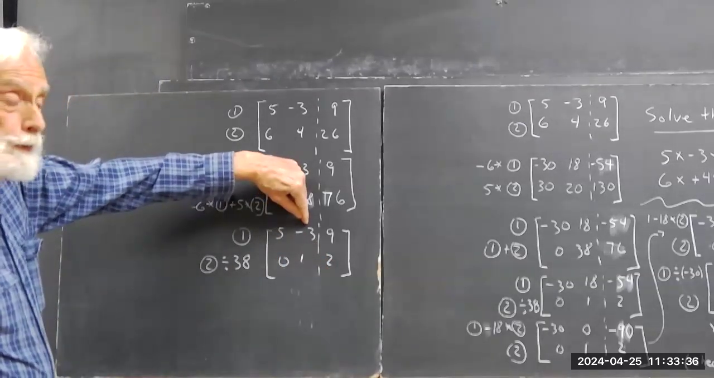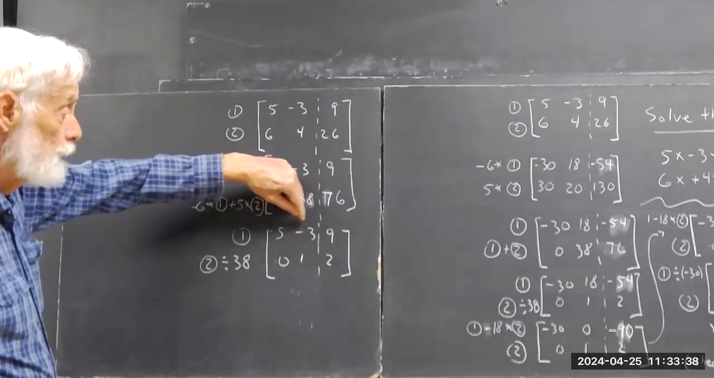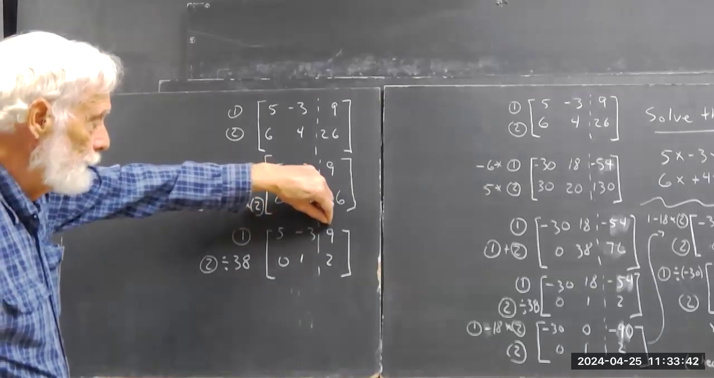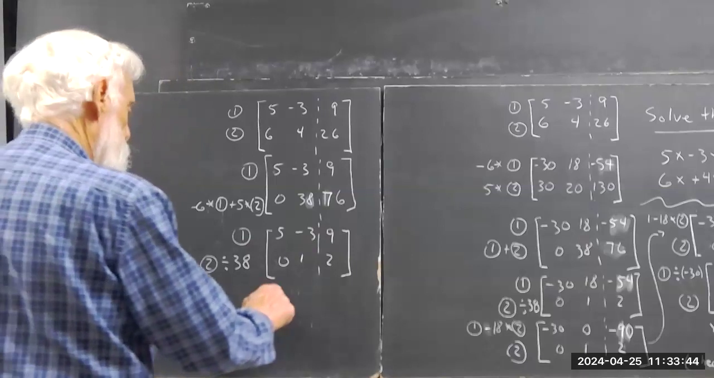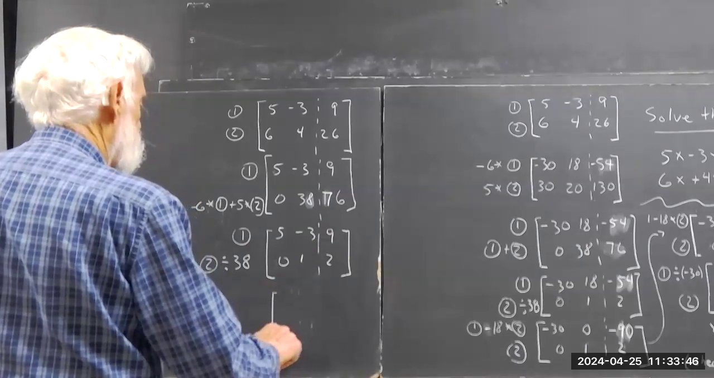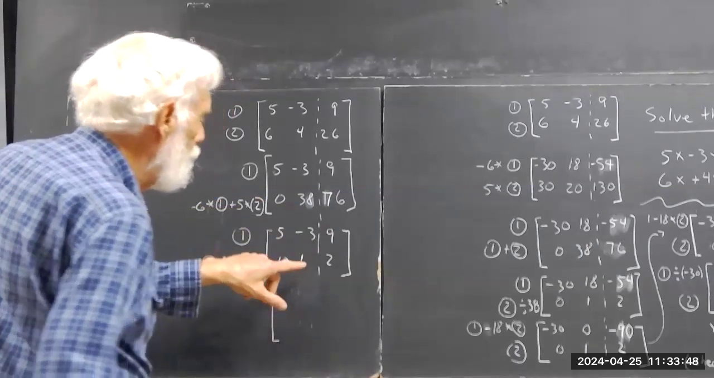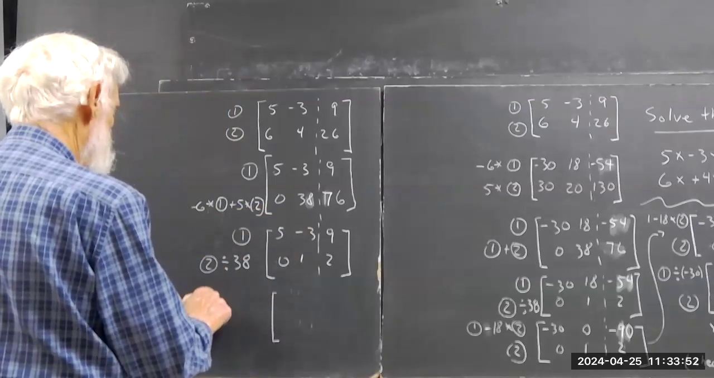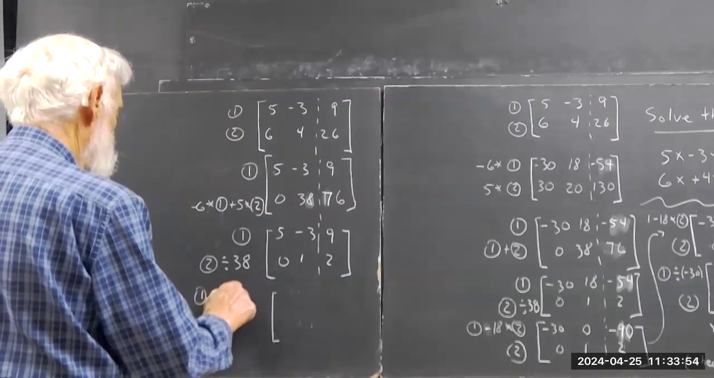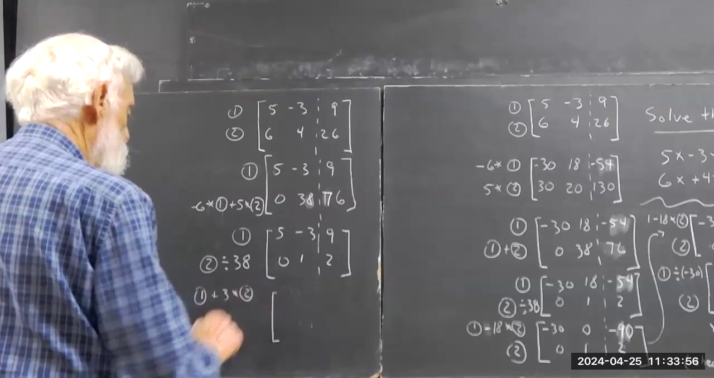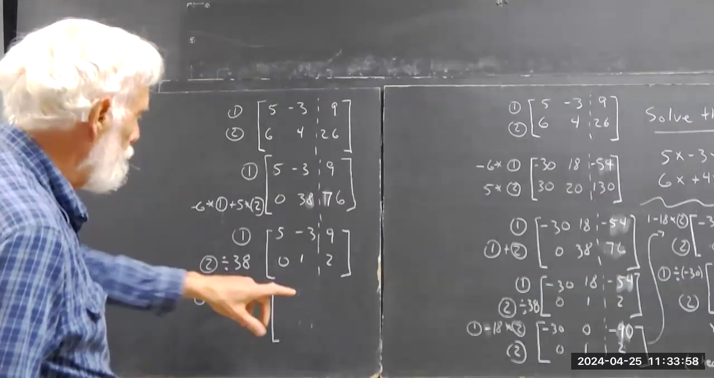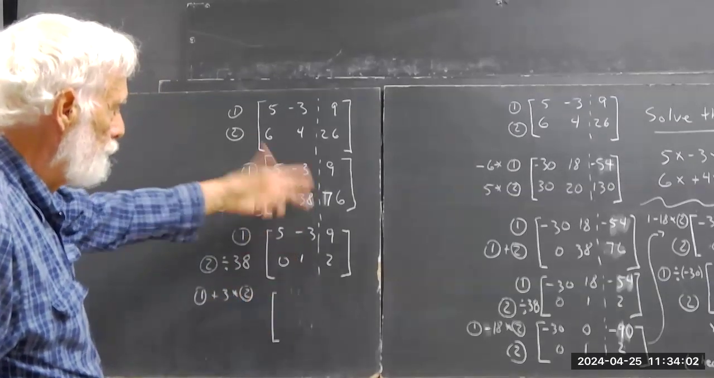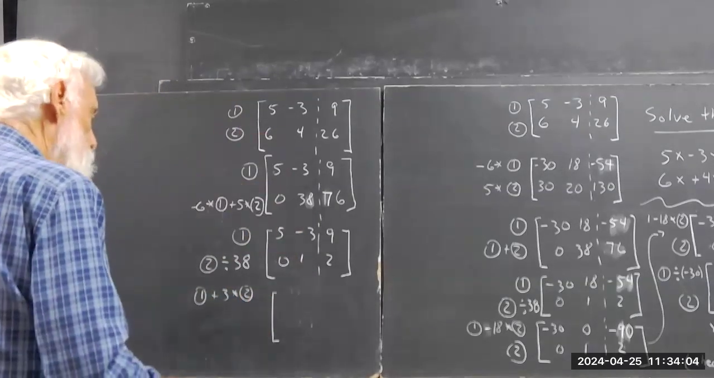If I can get rid of this -3, I'll have my solution for x. I'll have a something 5, 0, something. Okay. Let's see how that works. Well, if I add 3 times row 2 to row 1, that's going to work out because 3 times 1 gives me 3. Add that to -3, I'm going to get 0.